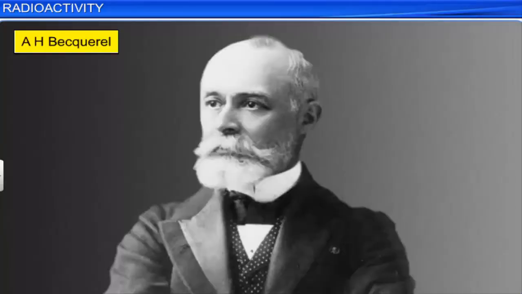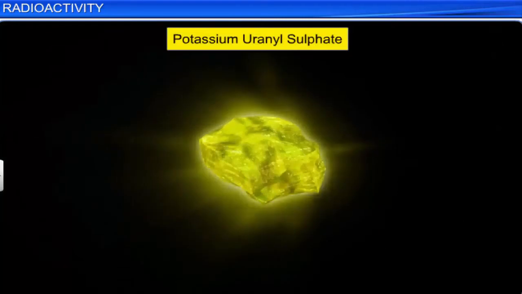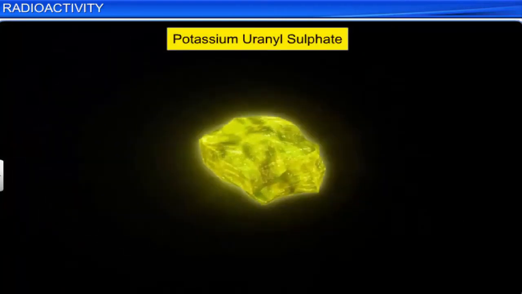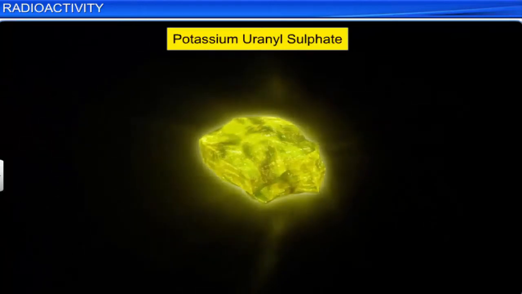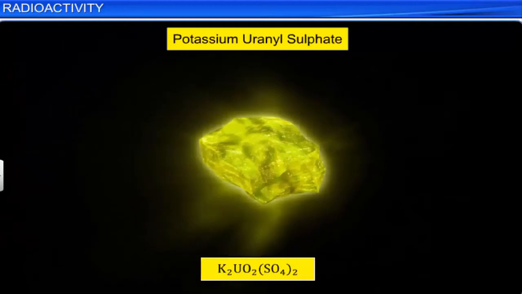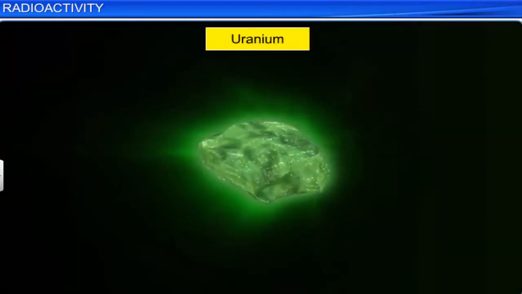In the year 1896, French physicist A.H. Becquerel discovered some new radiations emitted spontaneously by crystals of potassium uranyl sulfate, K2UO2SO42. On further investigation, he found that these rays were emitted by the element uranium.